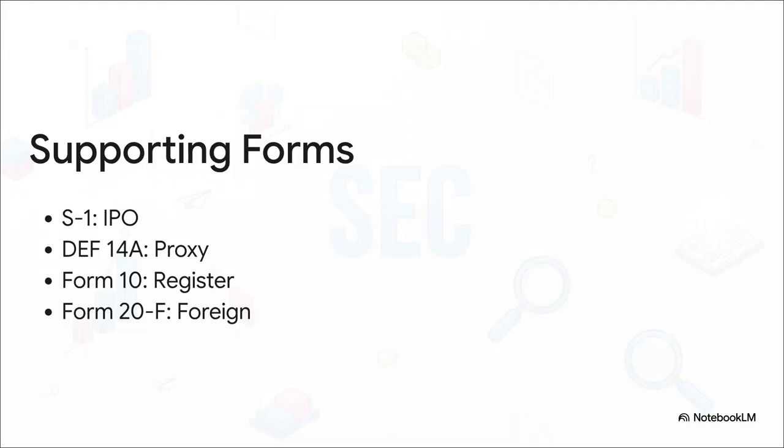Aside from the big 3, we have some really essential supporting forms. The S1 is the registration statement filed right before an initial public offering, or IPO. The DEF 14A is the proxy statement. If you want to know about corporate governance, board elections, or exactly how many millions a CEO is being paid, this is your goldmine. Form 10 registers a company to become a reporting entity, and Form 20F is essentially the annual report equivalent for foreign private issuers that trade in the U.S.